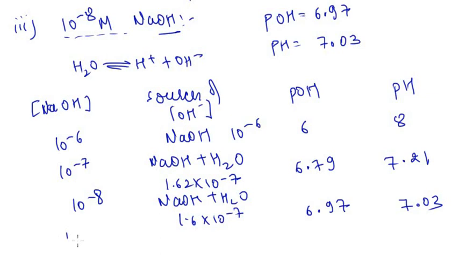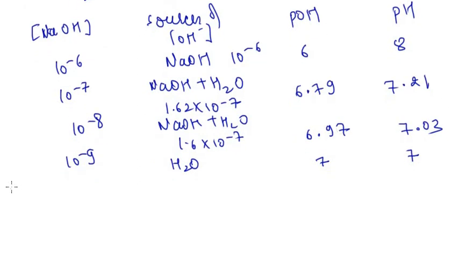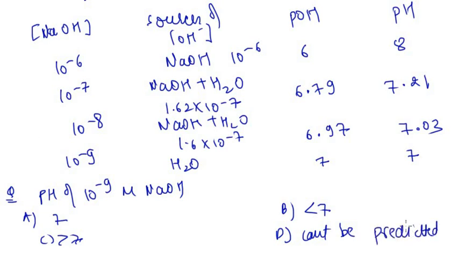Now NaOH is 10 to the power negative 9. The source of OH negative is only water. So pH is 7 and pOH is also 7. But if some question is given like the pH of 10 to the power minus 9 molar NaOH, and option A is 7, B is greater than 7, C is less than 7, D can't be predicted, you need to think.